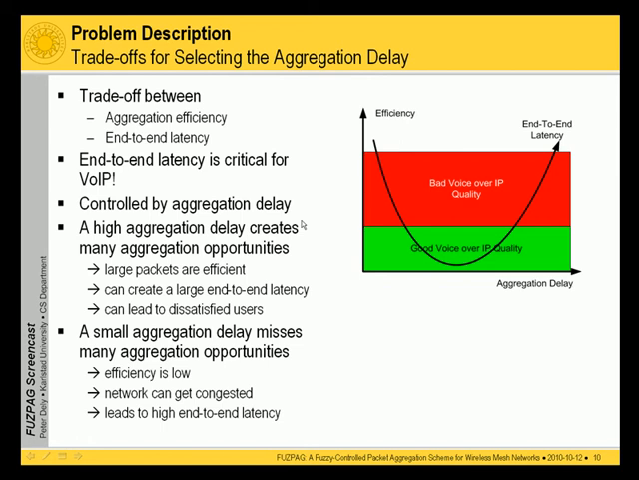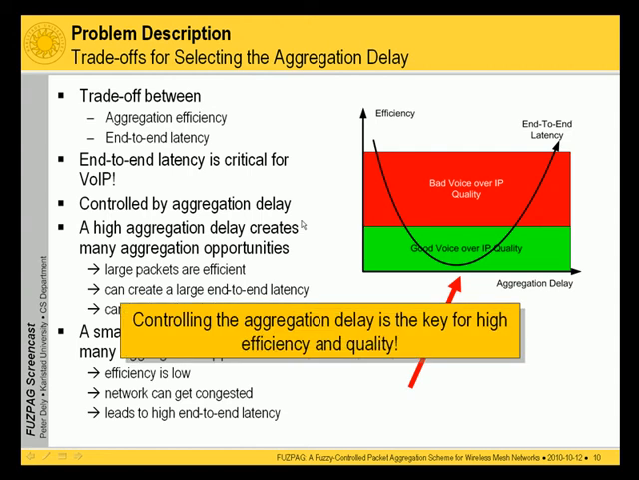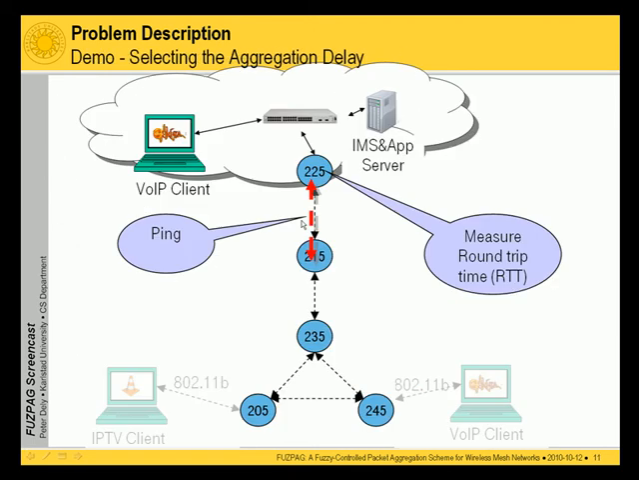However, delaying the packets for too long in the aggregation queue leads to a large end-to-end delay and has adverse effects on the quality of multimedia services such as voice over IP. So the key here is really to find an aggregation delay which gives us a good efficiency but also a low end-to-end latency. I would like to demonstrate that with a simple example.